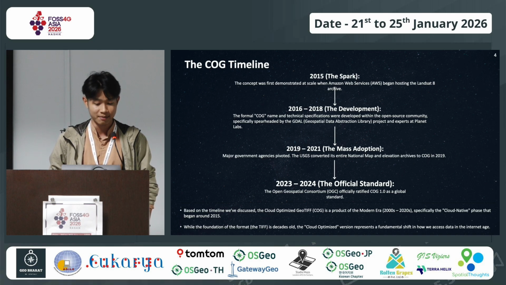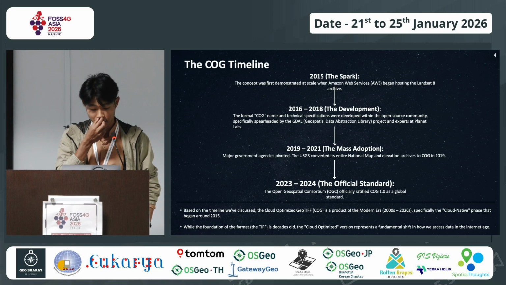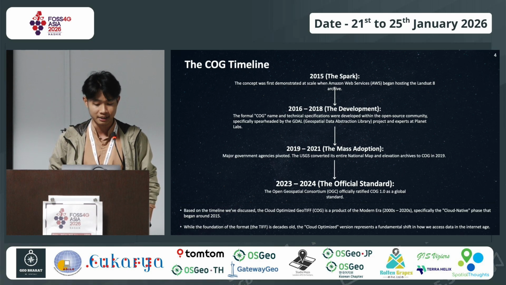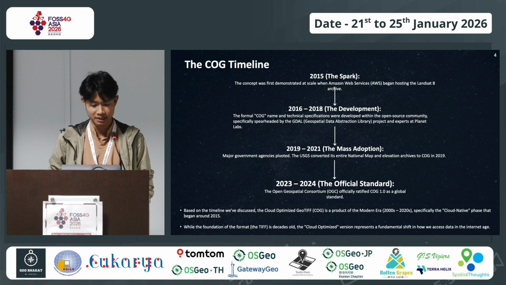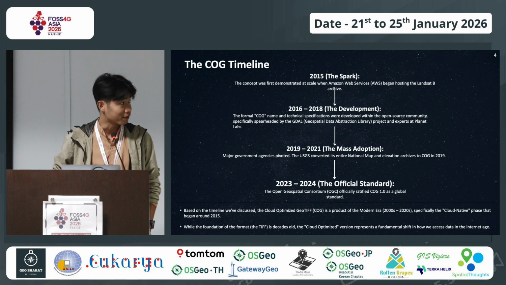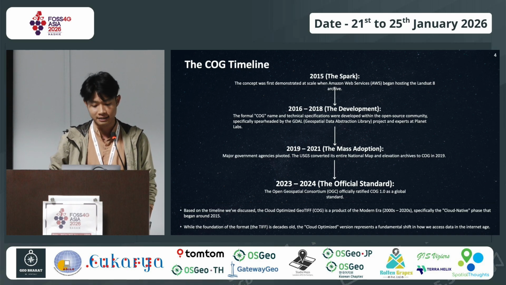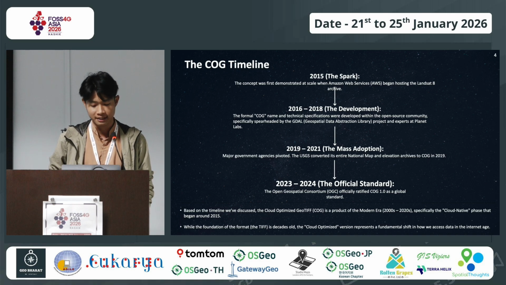So this is the COG timeline. COG started from about 2015. The concept was first demonstrated at scale when Amazon Web Services began hosting the Landsat archive. Then in 2016 to 2018, it's called the development phase. The formal COG name and technical specification were developed within the open source community, specifically spearheaded by the GDAL community, a library for processing remote sensing and satellite data.